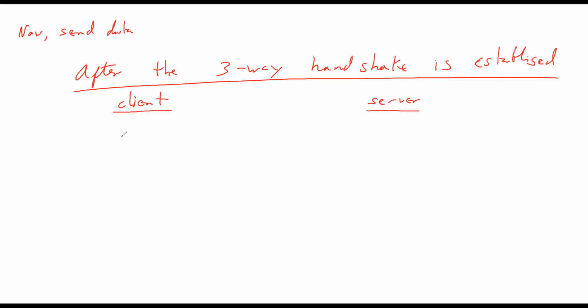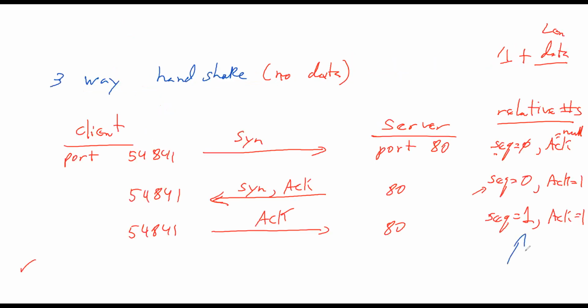Right, so the port numbers are going to be 54,841 and port 80 over here. That tells you that that's the server. Now remember, this is where the three-way handshake has already been established, and you know that the sequence number is 1.